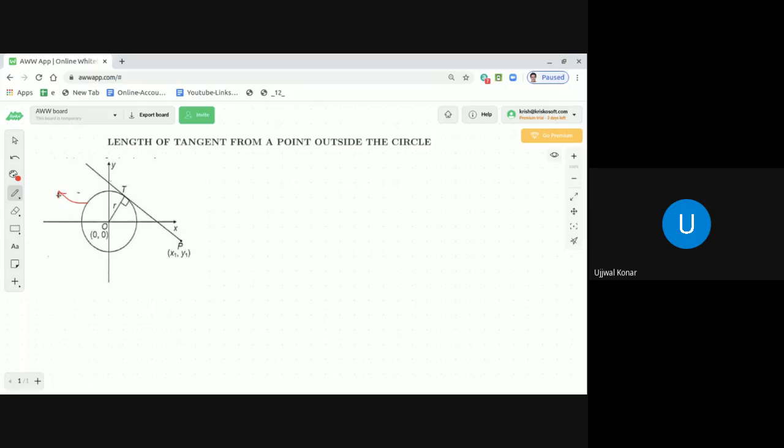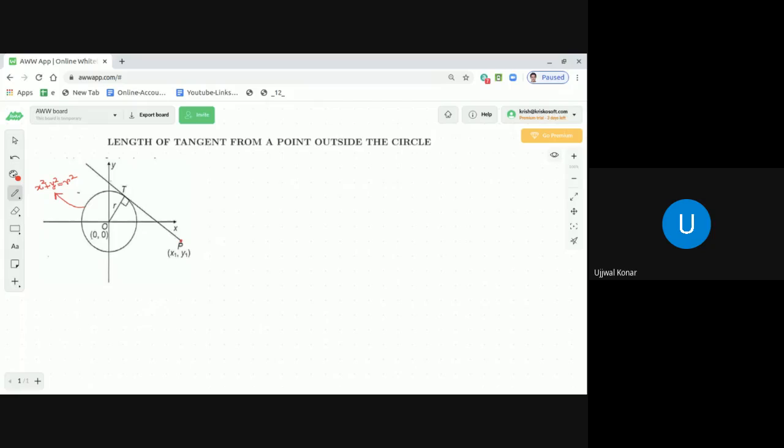Because the center of the circle is at the origin, and we see the radius of the circle is shown as r. So the equation of this circle is x square plus y square is equal to r square, correct? And there is a point P which is outside the circle, obviously, having coordinates x1 comma y1.